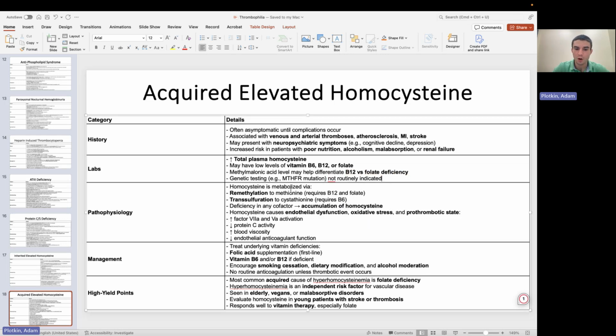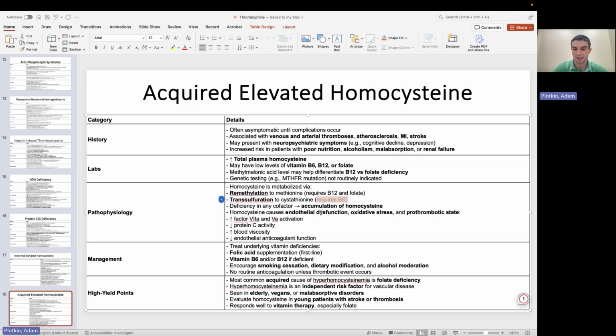The pathophys: homocysteine is metabolized exactly as I said before. We remethylate it to methionine, which requires B12 and folate. We do transsulfuration to cystathionine, which requires B6. So if I'm missing B12 or folate, we can't convert homocysteine to methionine, so homocysteine builds up. If I'm missing B6, we can't convert homocysteine to cystathionine, so homocysteine builds up.